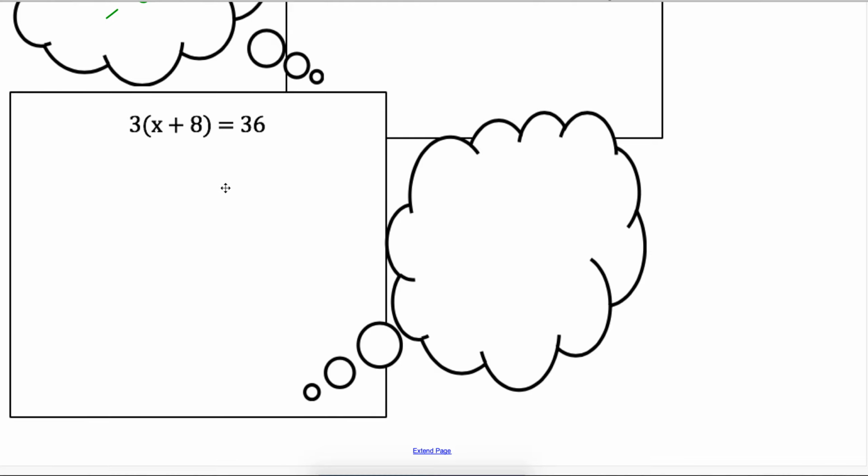Okay, on this one, because we're multiplying this 3 through this whole term, that's why the parentheses are there. It's going to use distribution. It's going to go all the way through. We can first divide by 3 to both sides. With that, the 3's cancel. You're left with x plus 8 equals 36 divided by 3, which is 12. And then we subtract 8 from both sides. And we're left with x equals 4.